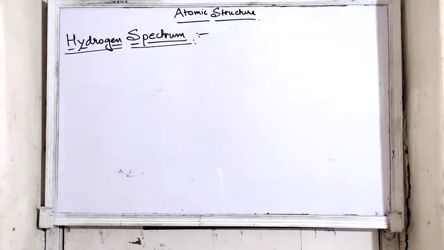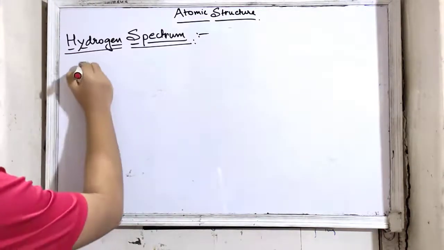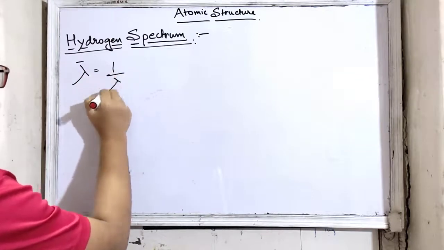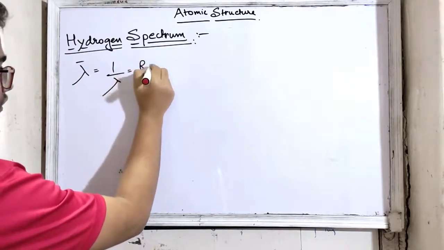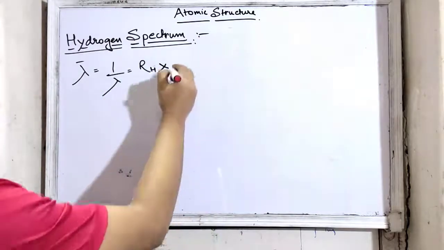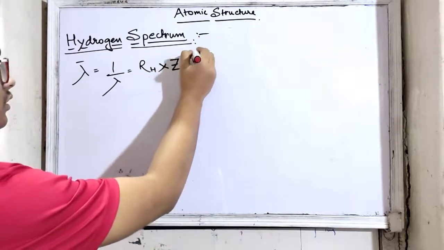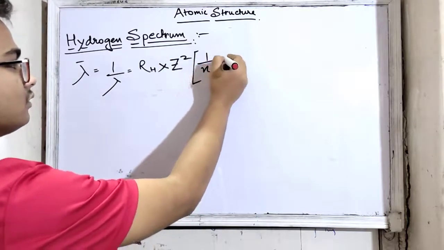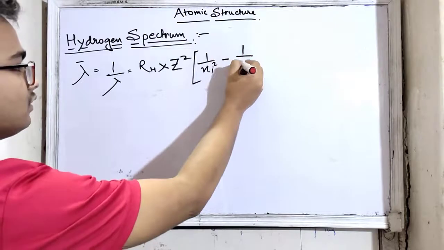Okay, so let's start hydrogen spectrum. So it is coming lambda bar equal to 1 by lambda equal to RH into, here you have to multiply Z square, into 1 by n1 square minus 1 by n2 square.